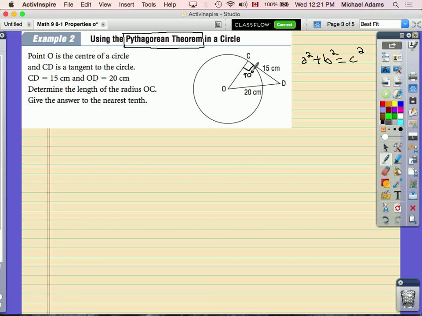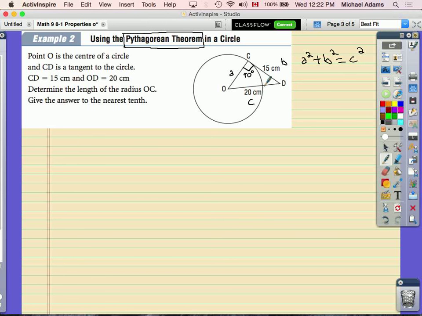Now when we do this, we need to understand what each of these letters represents, and this is just a review. A and B represent the two legs of a right triangle. C represents the hypotenuse. The hypotenuse is always opposite the right angle. There's a right angle, and across from the right angle is the hypotenuse. Okay, so now I've got that. Let's actually look at the question.